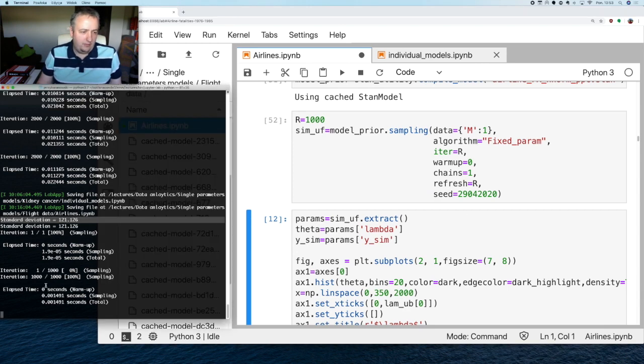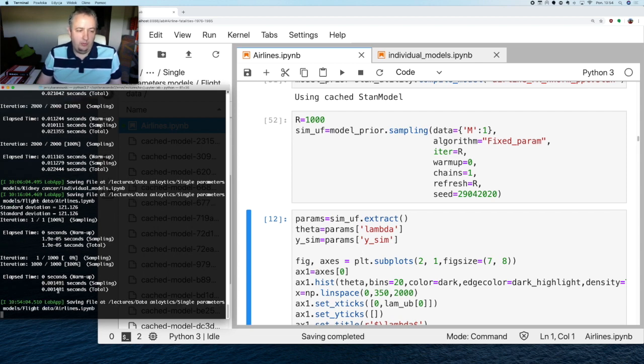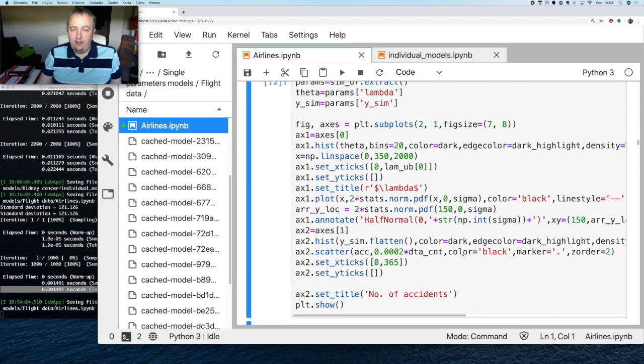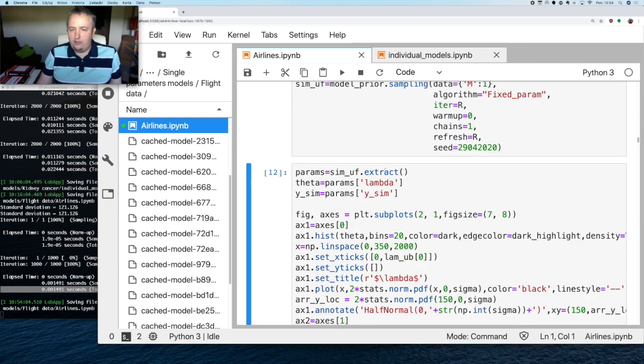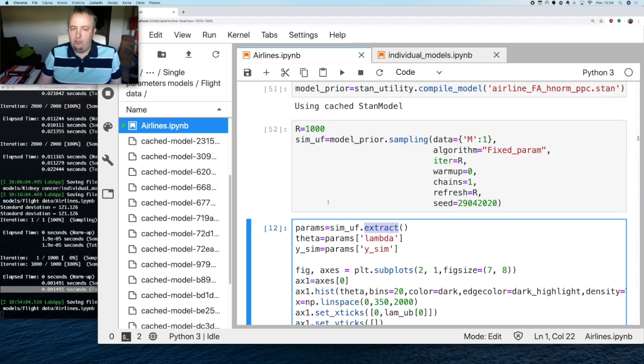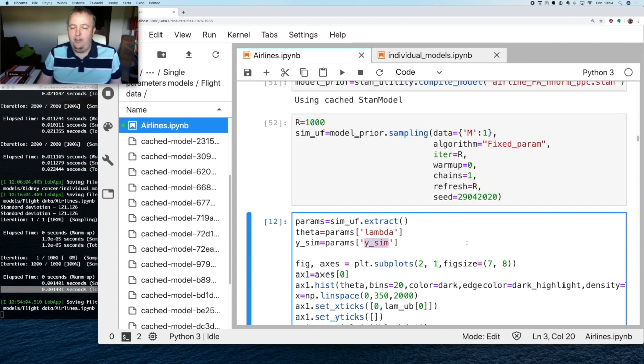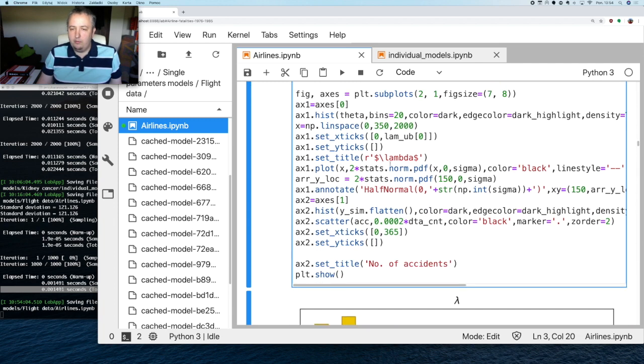And again, no problem here. 1000 iterations happened instantaneously because we are sampling really from a normal distribution, Poisson distribution, so nothing interesting was happening, and we get our data. So we are using the extract method. We get from our model our parameters, so lambda and simulated outputs, figures.